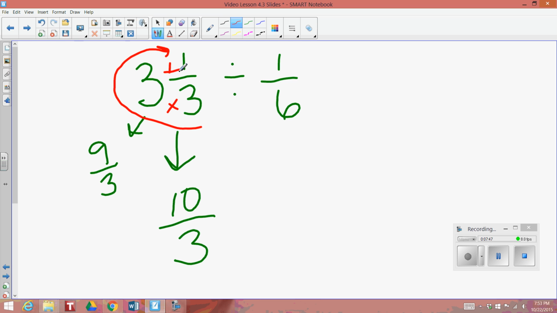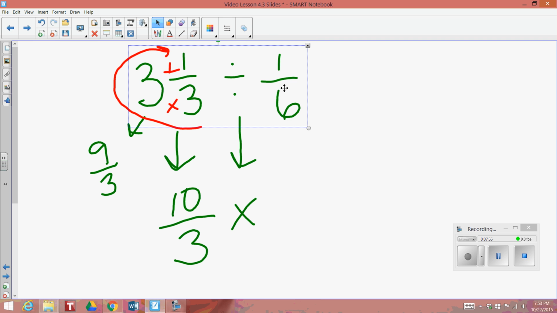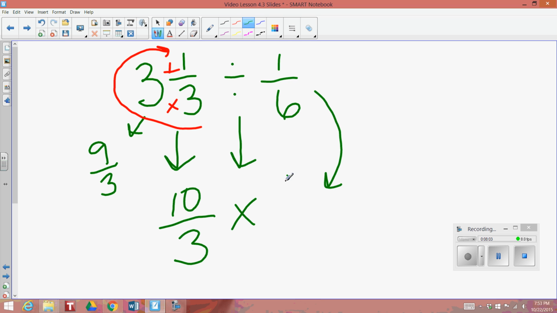So 10/3, the division becomes multiplication, and my fraction here, my 1/6, I can use the reciprocal, which is, you got it, 6/1. So now I have 10/3 times 6/1, or 6 wholes. Now you could just multiply across. 10 times 6 is 60, and 3 times 1 is 3.